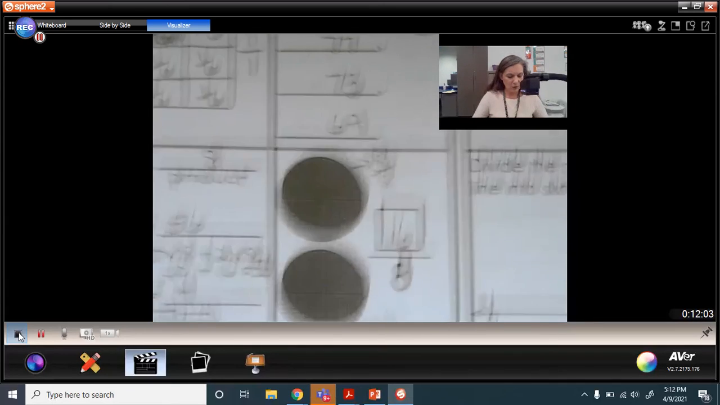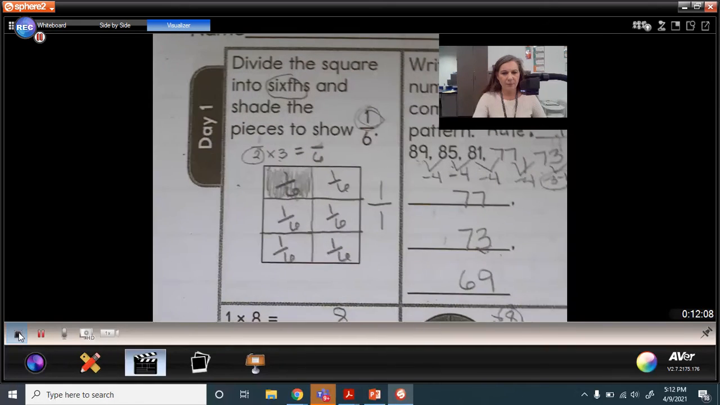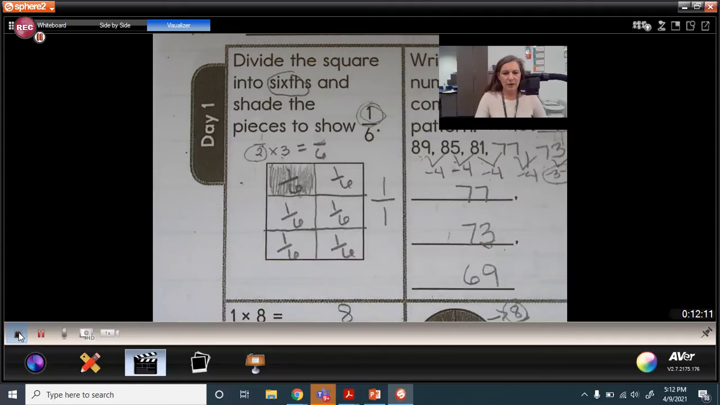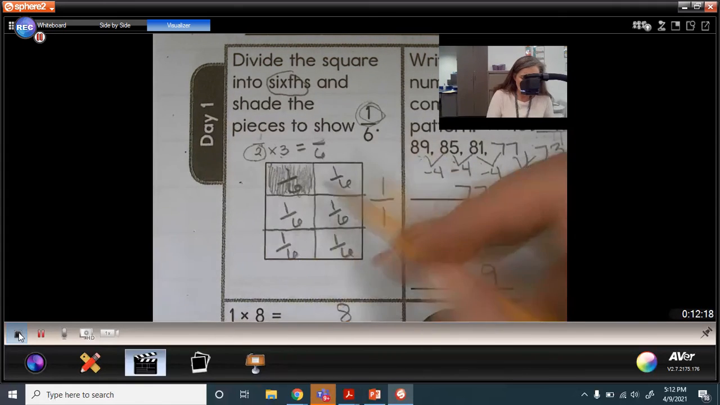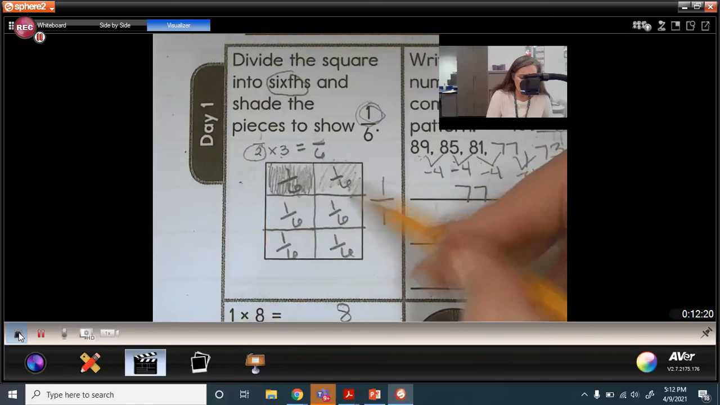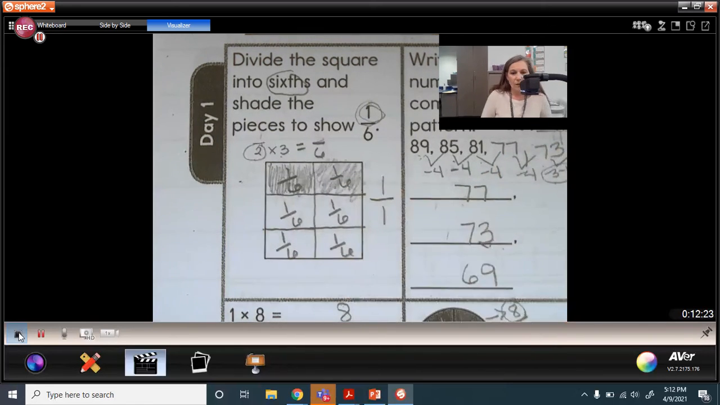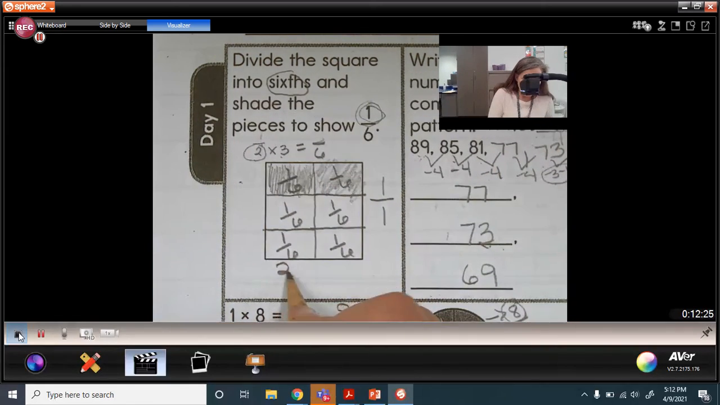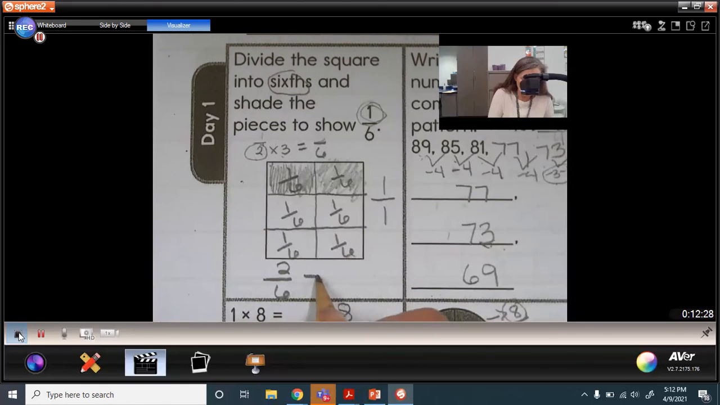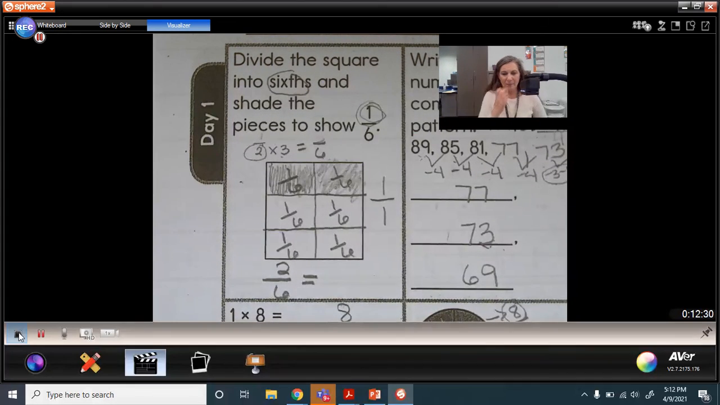So this is what I want you to do for your discussion. I want you to go back to this first problem that we had, and I want you to give me an equivalent fraction. If I were going to shade in a second piece, what equivalent fraction in simplest form is equivalent to 2/6?